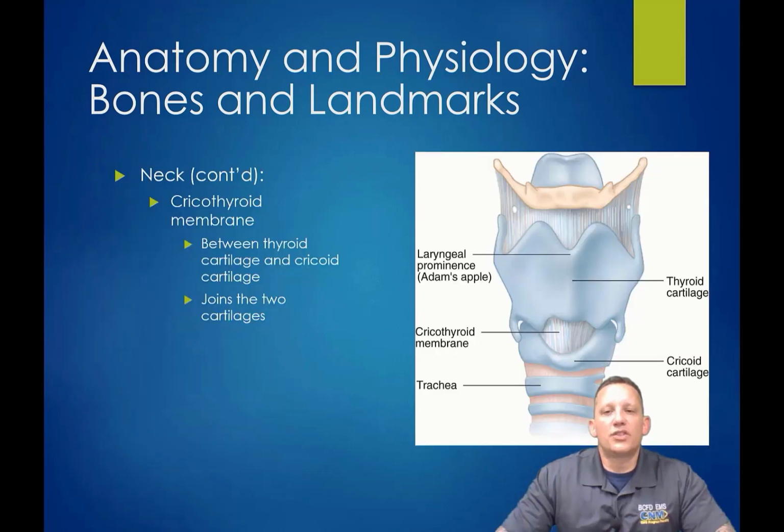We're going to look a little bit closer at that structure that we call the Adam's apple, and this is the cricothyroid membrane, which is between the thyroid cartilage and the cricoid cartilage. If you're looking at that, that's just a very small membrane in between those two portions, and it joins the two cartilages together.